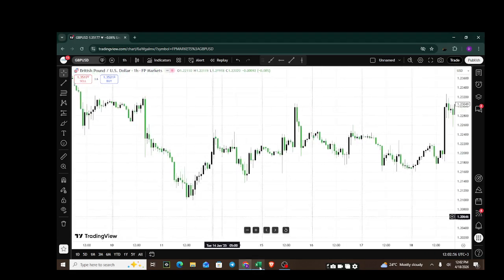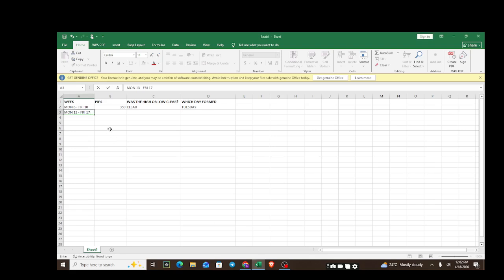So the high of the week, and this was the low of the week. So clear high, the clear low, and price went 150 pips. Very nice. I also wanted to add whether there was a retest.